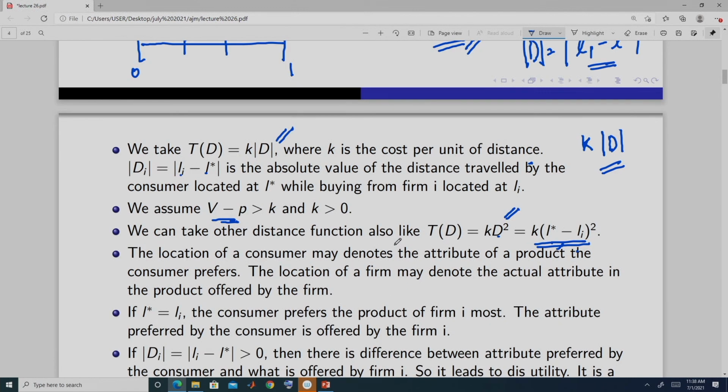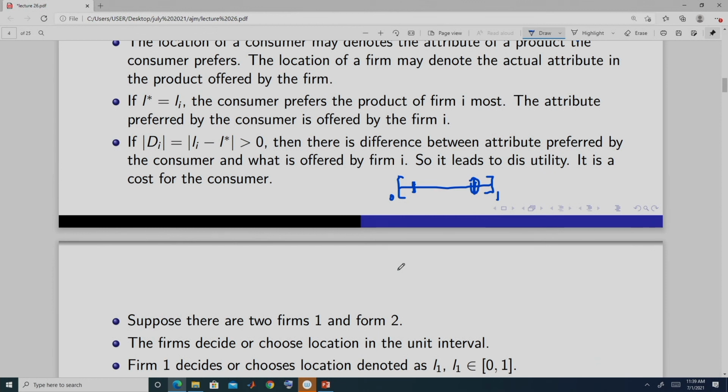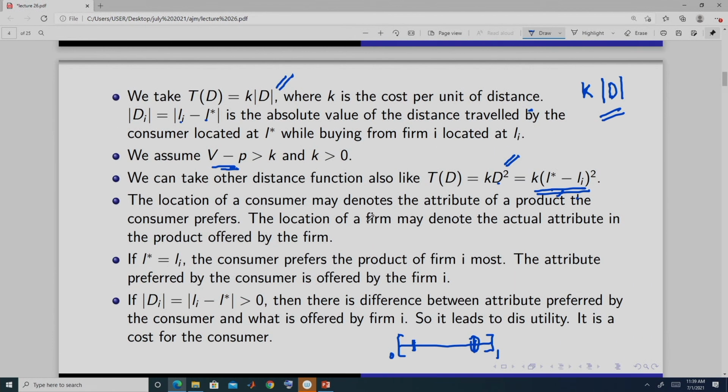Or simply you can think that when you are walking on a sea beach and you want to buy an ice cream, you will look for that ice cream parlor which is nearest to you from where you are standing. So, consumers are going to buy from that firm which is nearest to them. That is why this distance function plays an important role. The way we define the distance function, we can vary the results.